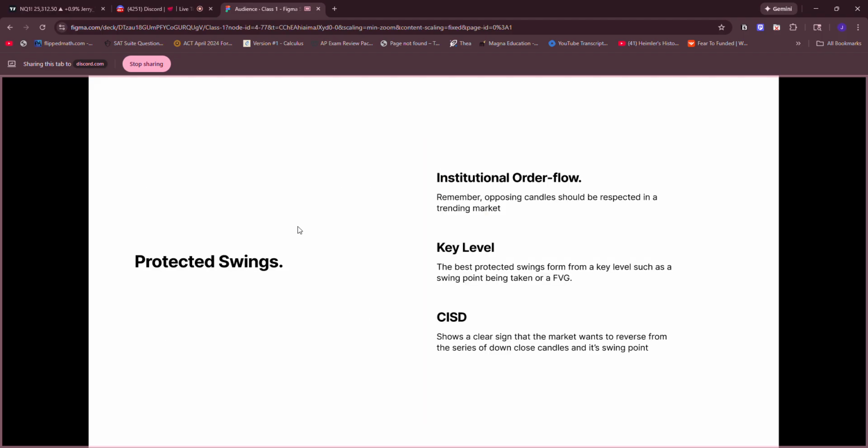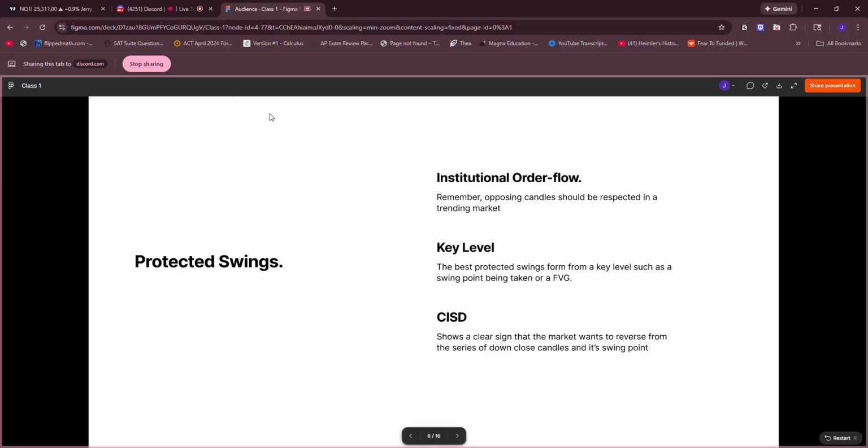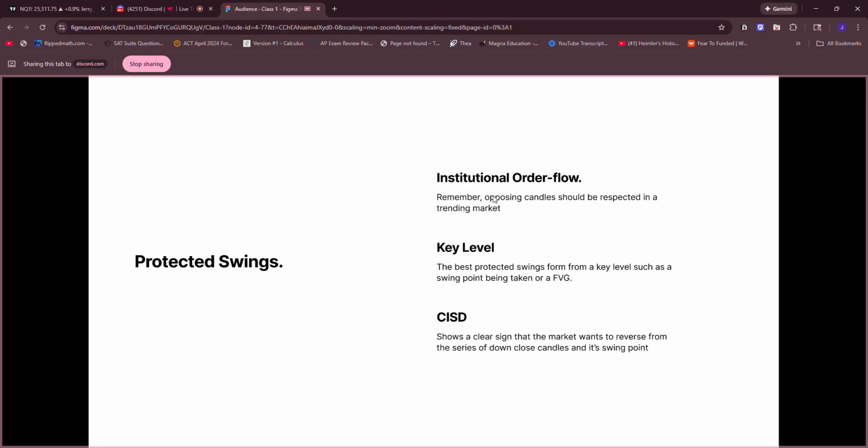And then the most important thing I love to use is protected swings. And these are the protected swing points. So this kind of puts our institutional order flow, our change in state delivery, and our swing point into one, basically. So a protected swing is an area that we don't expect price to trade back into.